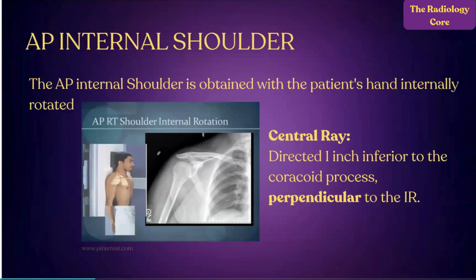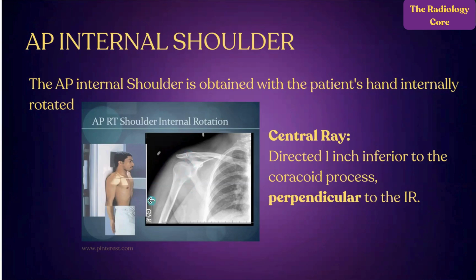So for the AP internal shoulder, this is obtained with the patient's hand internally rotated. The patient is supine, or they are standing with their back up against the board. And this is with a perpendicular angle, and the outside of their arm is out, and then the flat part here is resting on the side of their hip. So here you can tell that this is internally rotated because you can see the lesser tubercle in profile in this area. This is the glenoid cavity.